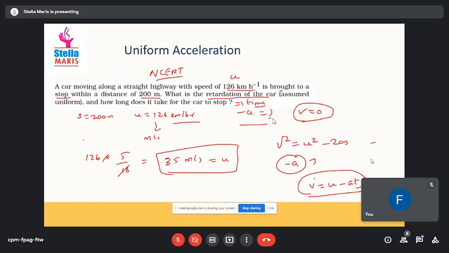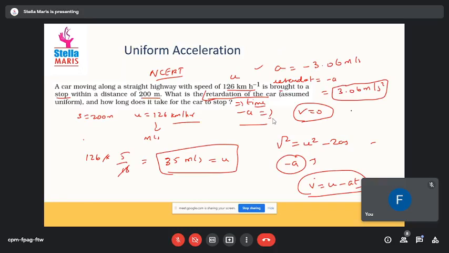Yes, ma'am. Excuse me, you're not audible. Sorry. Acceleration is equal to minus 3.06 meter per second squared. Very good. This is the right answer. The question is asking retardation. So the retardation is equal to what? Minus of acceleration. So it becomes 3.06 meter per second squared. Very good. This is the right answer.